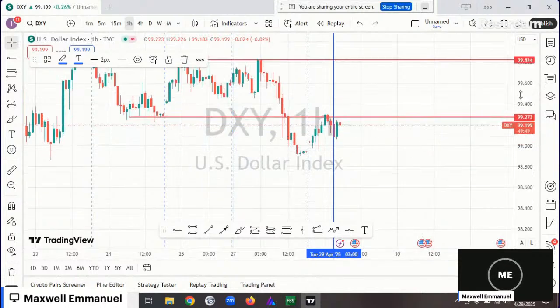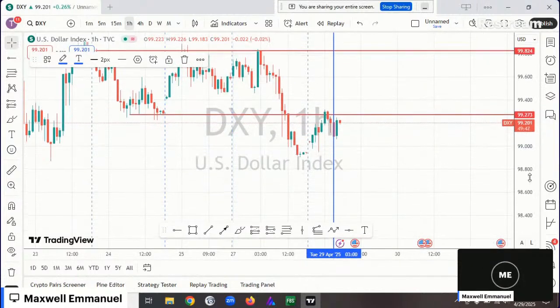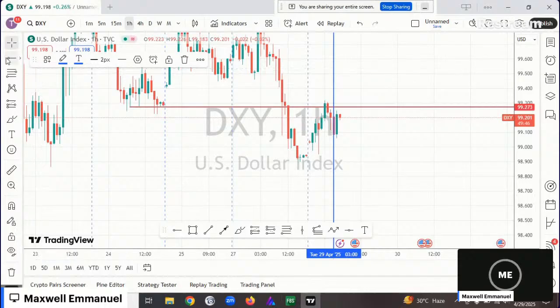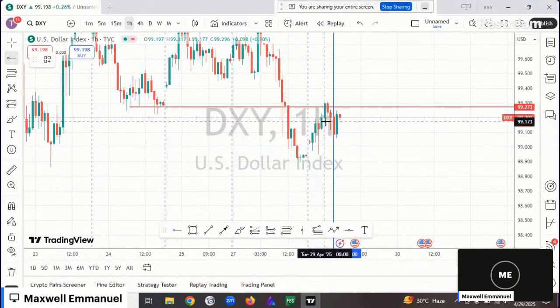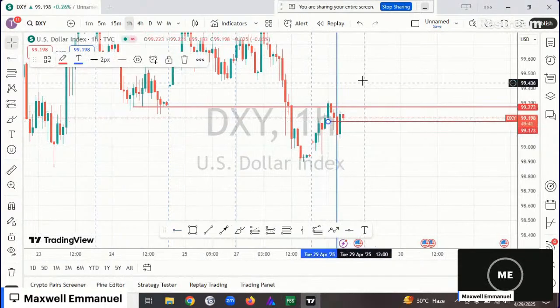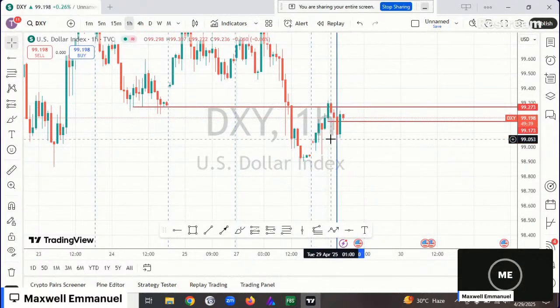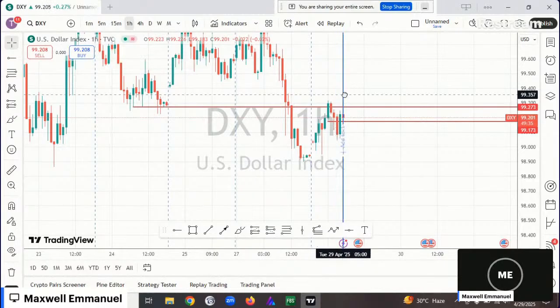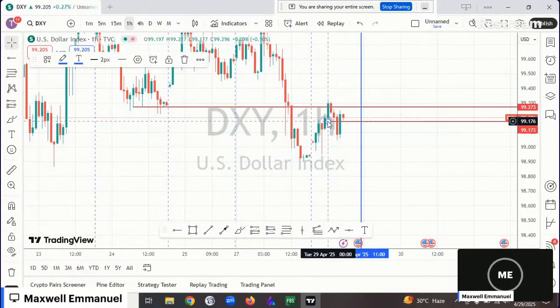Let's see the pattern that formed on 1 hour. Those of you who trade my system, you can see the market is trading below the low of this 1 hour candle. The 1 hour candle already closed below the low of this candle. Can you see that? 1 hour has closed below it, which is a sell.